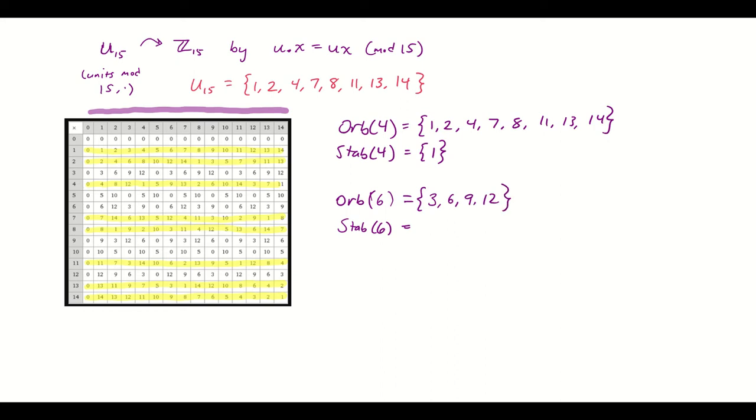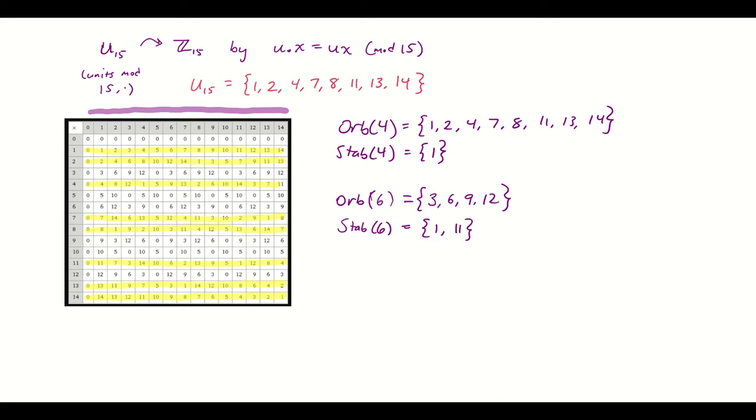And by the way, those all share a certain relationship with 15. They are all the numbers between 0 and 14 whose GCD with 15 is 3. The stabilizer of 6, certainly 1 stabilizes 6, but you'll notice there's something else too. 11 stabilizes 6. So the stabilizer is the subgroup consisting of 1 and 11.